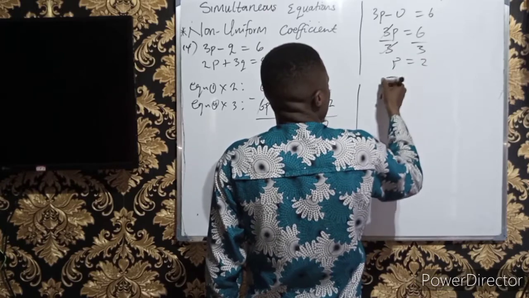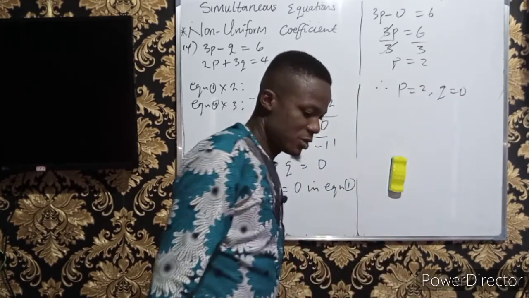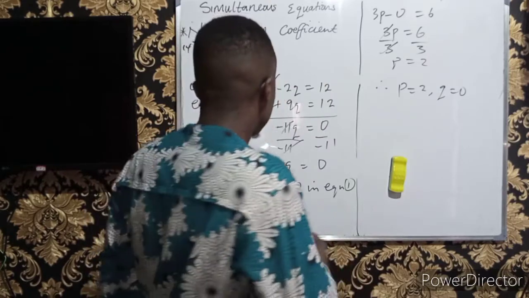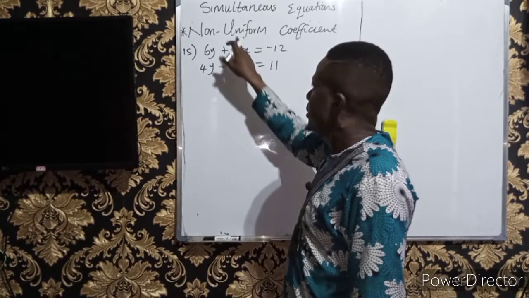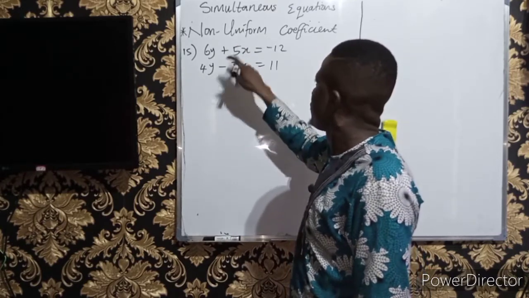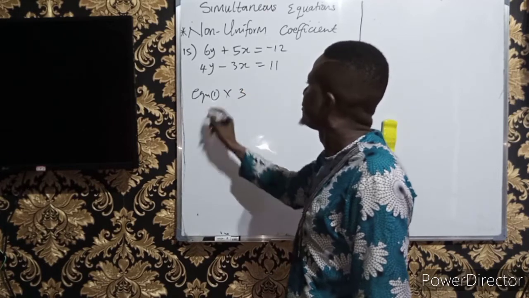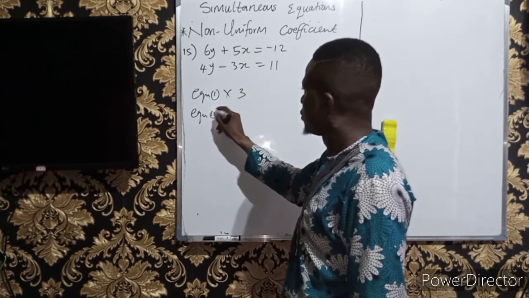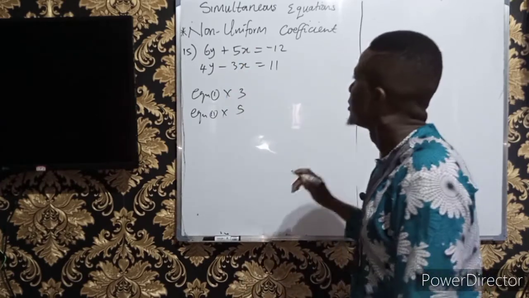So p is 2. Therefore, p is equivalent to 2 and q is 0. Let's take the 15th question. To solve this, let me eliminate x in this case. So I'll swap the coefficients: I'll say equation 1 times 3, then equation 2 times 5. I'm swapping this coefficient because I want to eliminate x.